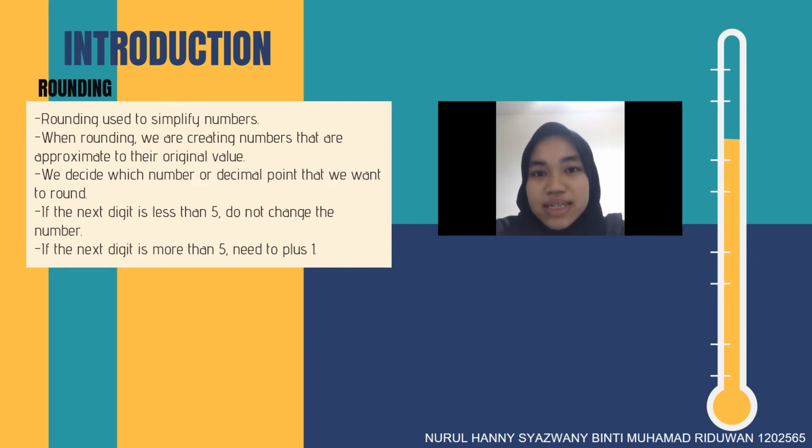The last one is decimal places. The decimal places is the number of digits to the right of the decimal point. The correct number of decimal places is used to indicate the correct precision when adding or subtracting.